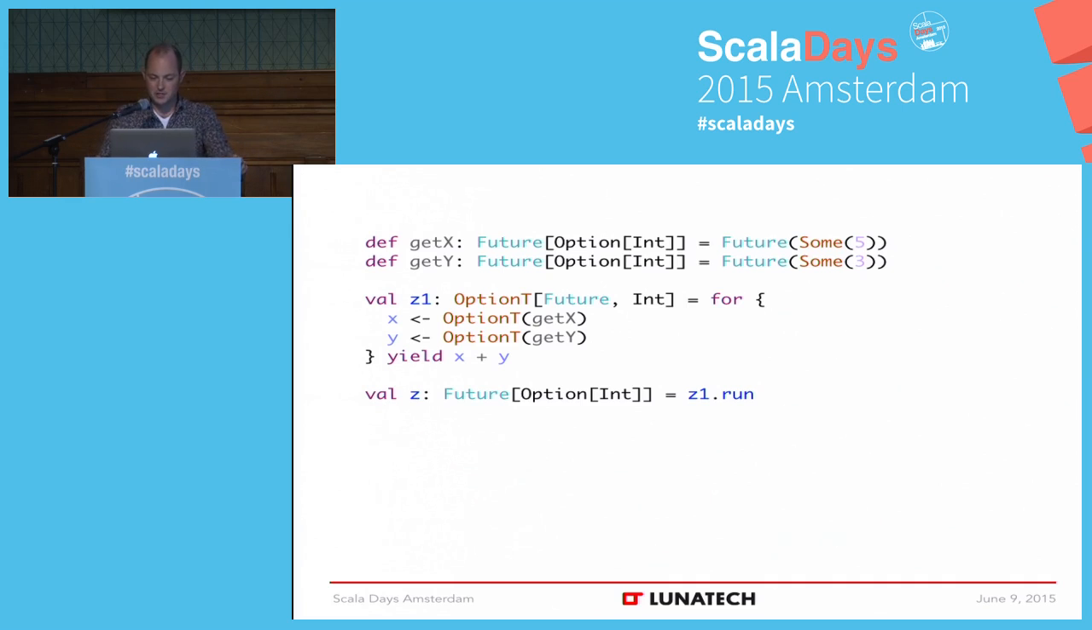So this is how you unsuck options in futures by using existing libraries. And hopefully you're not scared, still not scared, because if you wanted, you could just write your own OptionT, because it fits on the slide and it's very simple.